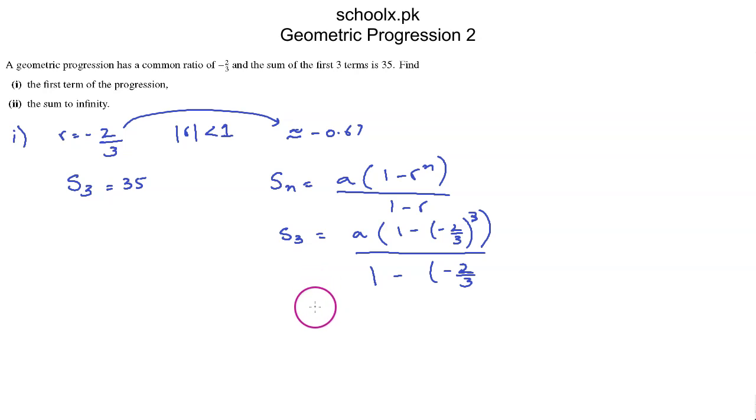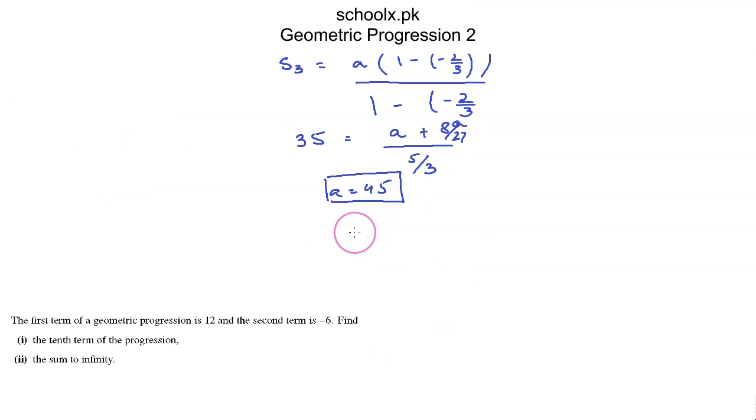S3 is 35. This will become 35 equals 5/3. A will multiply by this one and give us A, minus or plus, because this negative sign will persist, and this negative multiplied with this negative will give us a positive sign. 1 plus 8/27 A. On further simplification, we get A equals 45.